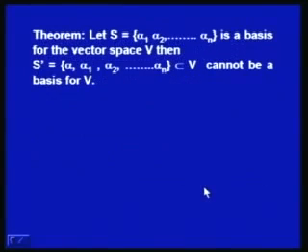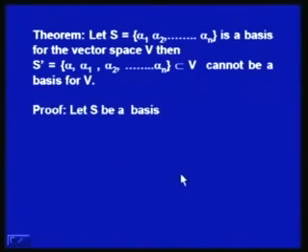This is another remark. The next theorem says that if S is a set consisting of n vectors and is a basis for the vector space V, and you add one more vector alpha to this set, so that we have another set S dash consisting of alpha, alpha 1, alpha 2, up to alpha n, which is still a subset of V, then this S dash cannot be a basis for V. So if S is a basis for the vector space V, then adding one more vector, S dash cannot be a basis for V.